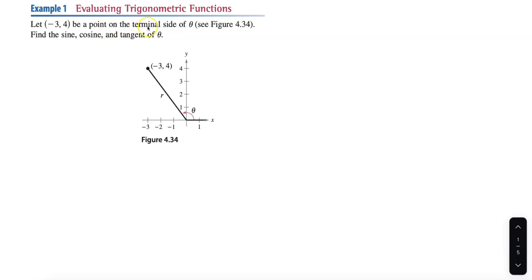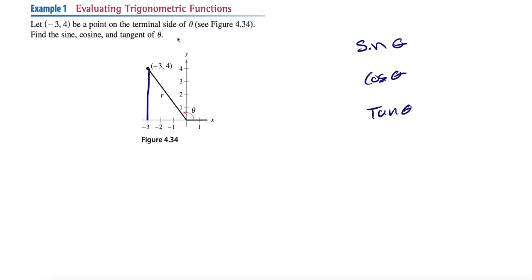Let negative 3, 4 be a point on the terminal side. Find sine, cosine, and tan of theta. So we're going to do the same thing we did before. We're going to build a triangle. We're going to figure out the sides. Now remember, this is an xy point, so we went left 3. Well, negative 3 technically, and then we went up 4. Keep in mind we went left and up, and it's a negative, so we went to the left. Hypotenuse, it's a 3, 4, 5 triangle.